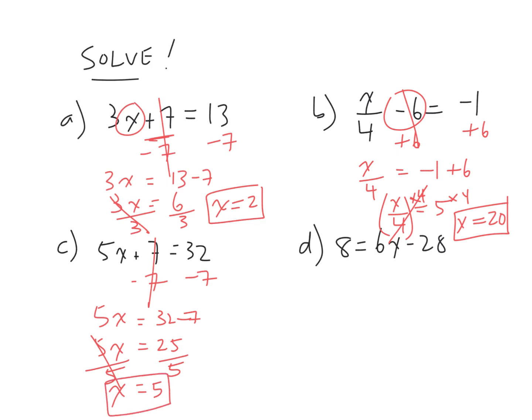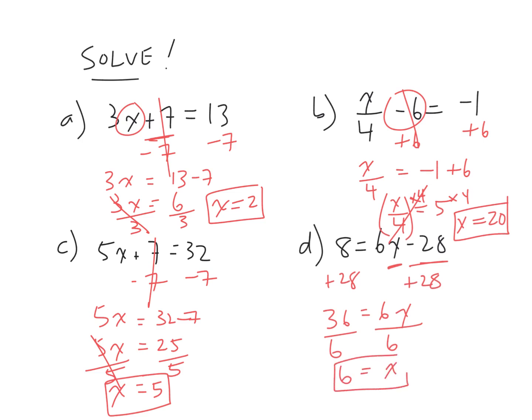So many 5s. This one here, D, you see the x term is having 28 subtracted from it, so let's add 28 to both sides. 8 plus 28, so 36 equals 6x. So I like where this is going. The x is being multiplied by 6, so we're going to divide by 6. Do it to both sides, and you're going to end up with x equals 6. It's okay to have it front ways, back ways, totally fine.